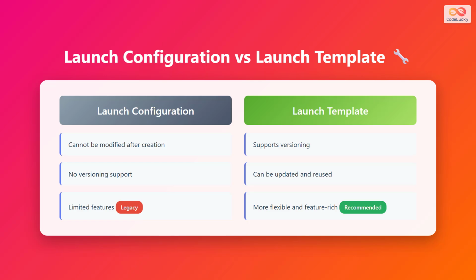When setting up auto scaling groups, you can use either launch configurations or launch templates. Launch configuration is the legacy option that cannot be modified after creation, has no versioning support, and offers limited features. Launch template is the modern, recommended approach that supports versioning, can be updated and reused across multiple auto scaling groups, and provides more flexibility and features. Always use launch templates for new deployments.